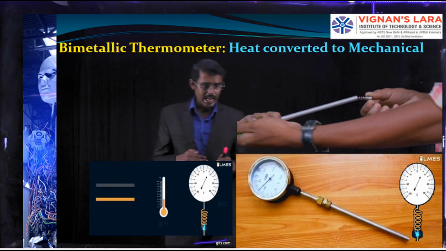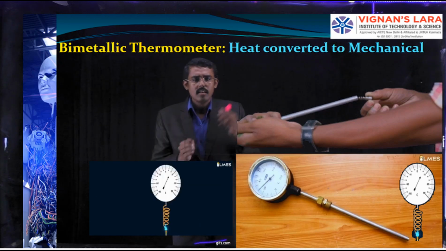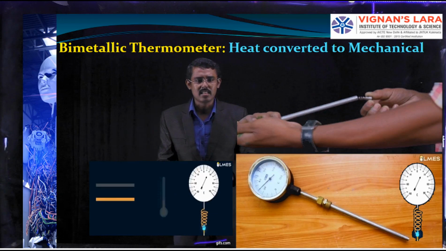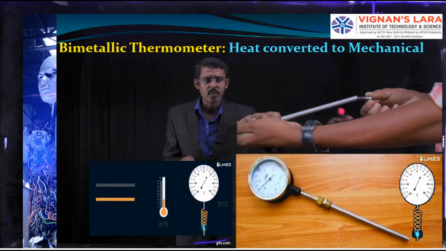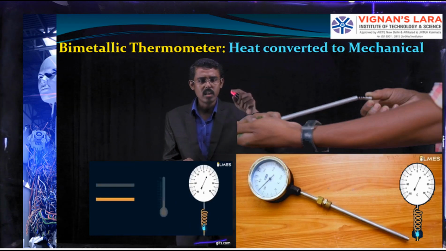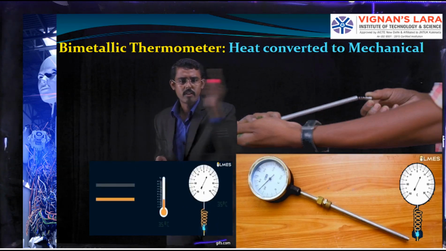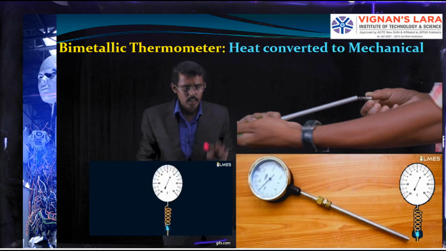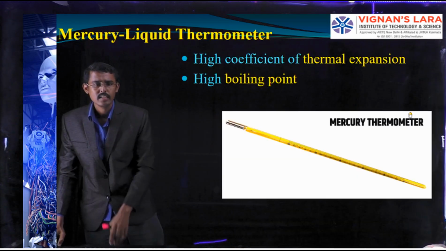So I am calling this case a bimetallic thermometer, where the heat is converted into mechanical action. The heat given to the strip is converted, on the dial, into mechanical motion. From the strip it is converted to mechanical motion, and the pointer rotates. Okay, that is how we understand bimetallic thermometers.